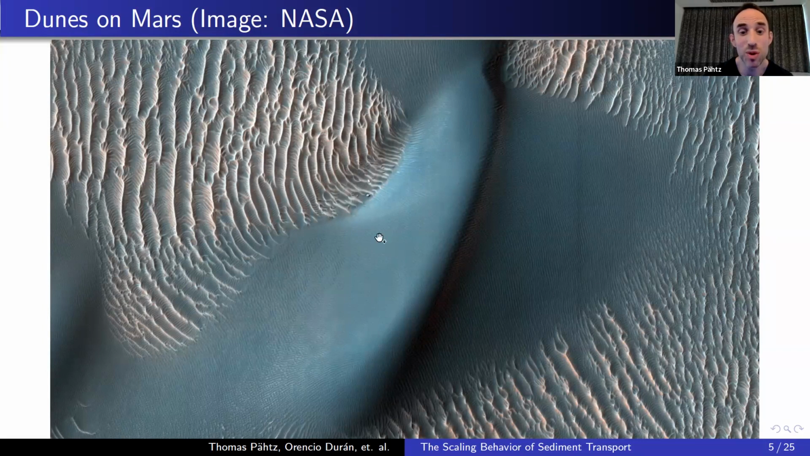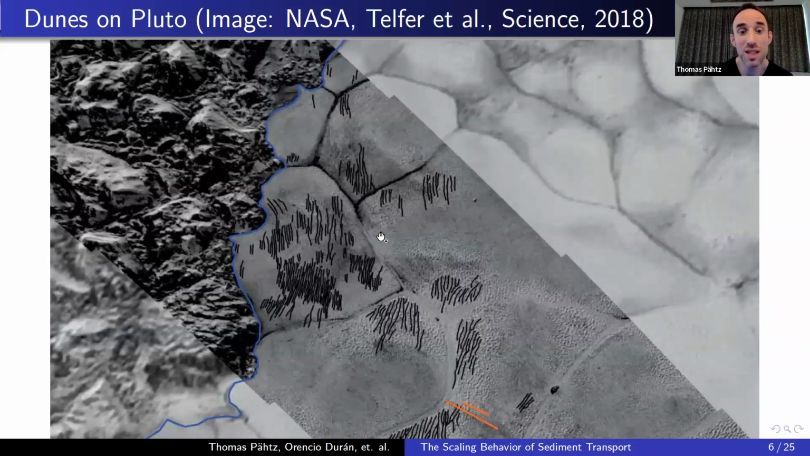And not just on Mars, potentially, you also have these things on Pluto. So in 2015, the space probe New Horizons passed by Pluto and made pictures of the surface. Some researchers looked at these pictures and saw structures, and they marked these structures as these black things, and they believe these are dunes forming due to wind, due to the transport of ice particles by wind.